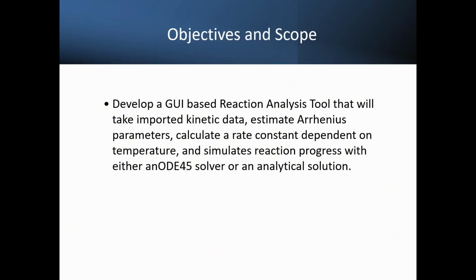The goal of our project was to build an interactive tool that takes experimental kinetic data, fits an Arrhenius model, and uses it to calculate a temperature-dependent rate constant. The user can input initial concentration, temperature, and simulation time, and then the program will simulate reaction progress using either a numerical ODE solver or an analytical solution. Overall, the tool connects experimental data to real-time reaction predictions with a simple interface.